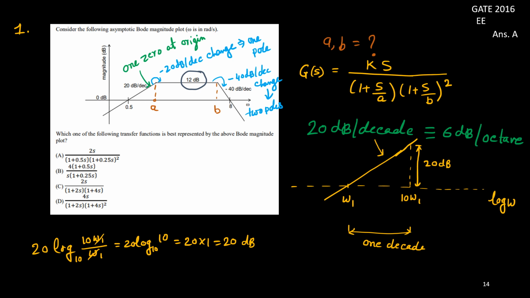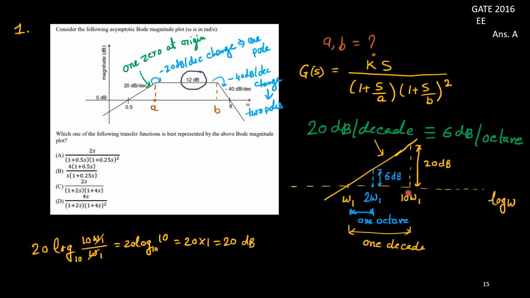So the same thing I have done. Now, if I consider an octave, octave means 2 times. From W1, if I go to 2W1, 2 times of that one, this gap is called 1 octave. Then the magnitude change should be 6 dB. It is same, so the slope is same. Exactly same thing I can use.